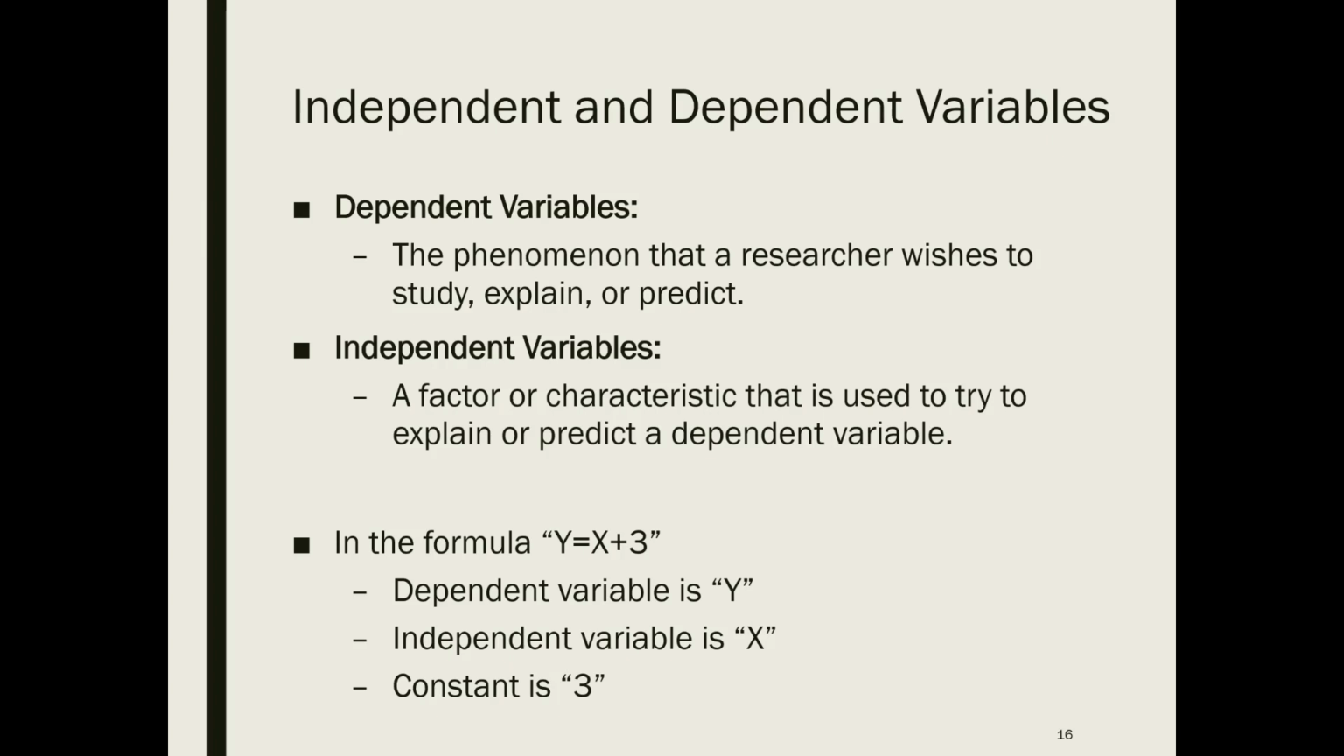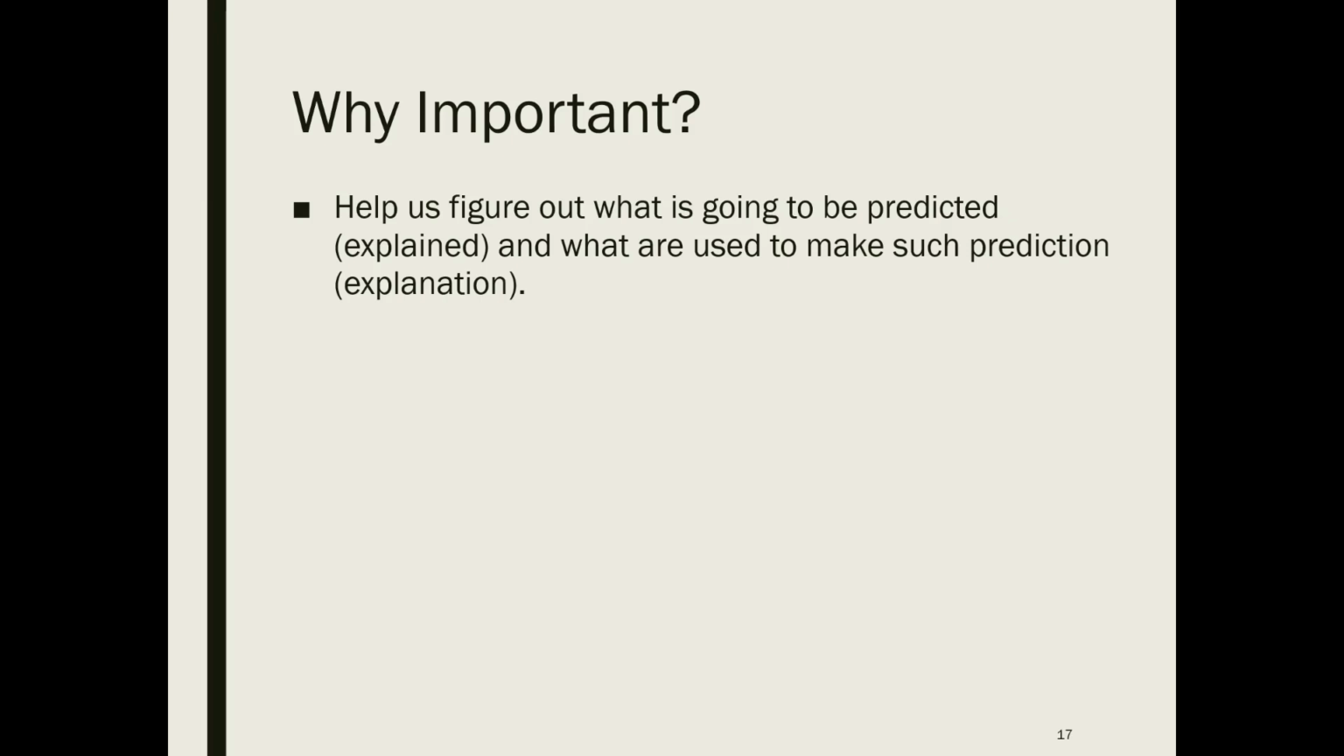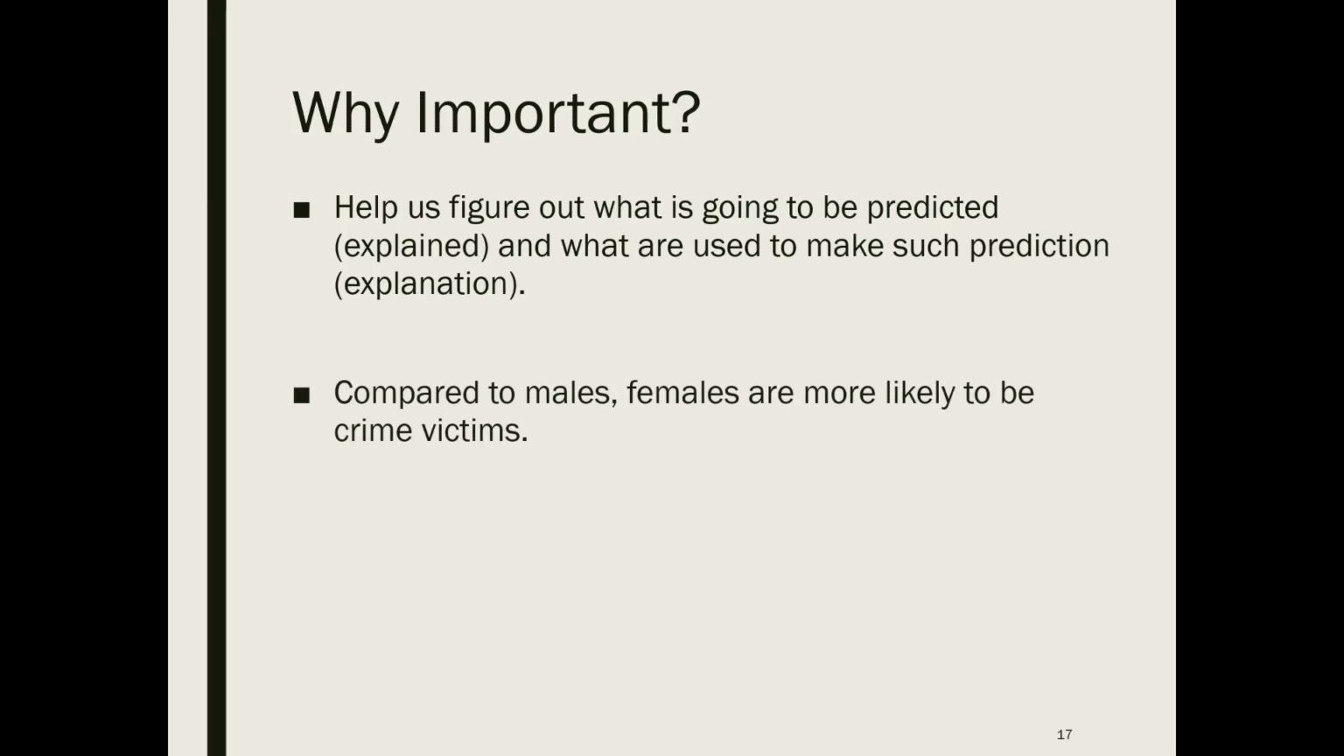And in this formula, we have one constant, which is 3, because whatever values you change x into, the plus 3, or 3, is a constant. It never changes, right? So why are dependent variable and independent variable important? Because they help us find out what is going to be predicted or explained, and what are the variables that we use to make such a prediction or explanation. So for example, compared to males, females are more likely to be crime victims.